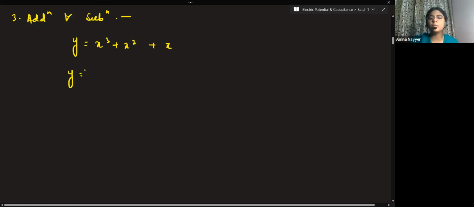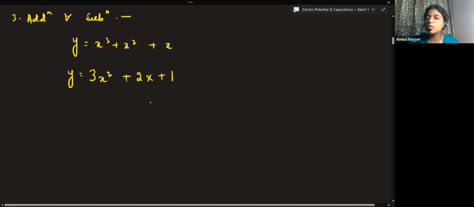If you have x to the power 3, 3 will be the constant that will come out. x to the power 3 minus 1, 3 minus 1 becomes 2, 3x square. Plus 2 will come out. This will become 2, x to the power 2 minus 1 will be 1. So this will be 2x. Plus x to the power 1 is already there. So what will it be?